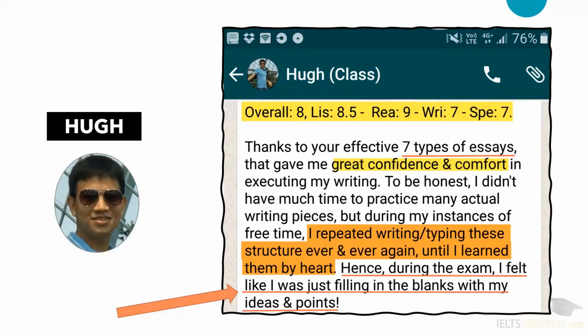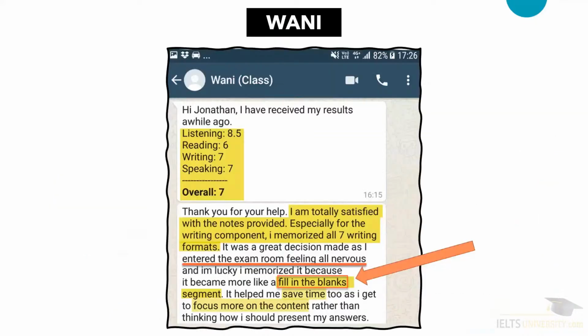So all you have to do is regurgitate whatever you've memorized, just write it out quickly without thinking, but you still have to fill in the blanks. Of course, you still have to fill in the blanks with your own ideas and points, right? But it's so much easier because you don't have to spend so much time thinking about how to write those phrases and words and sentences that you've already memorized. That's how you're able to improve your writing score.